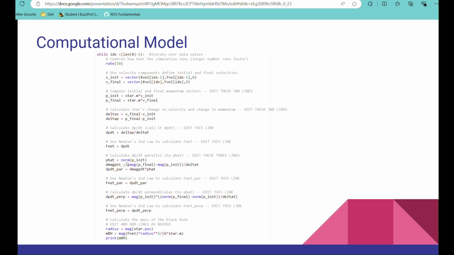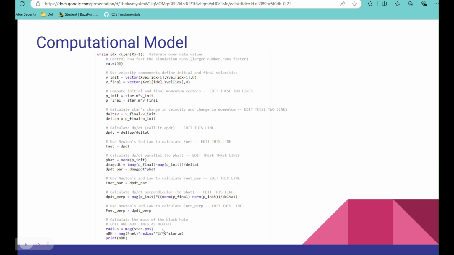And p hat is the normalized vector of p initial, and same thing with the d magnitude. The change in the magnitude of p divided by delta t gives d mag p dt, and dp/dt parallel equals d mag p dt times the p hat vector, to get the actual vector for the change in momentum in the parallel direction. And same thing with perpendicular. Similar process, just rearranging the variables a little bit, and here is F net perpendicular equals dp/dt perpendicular.